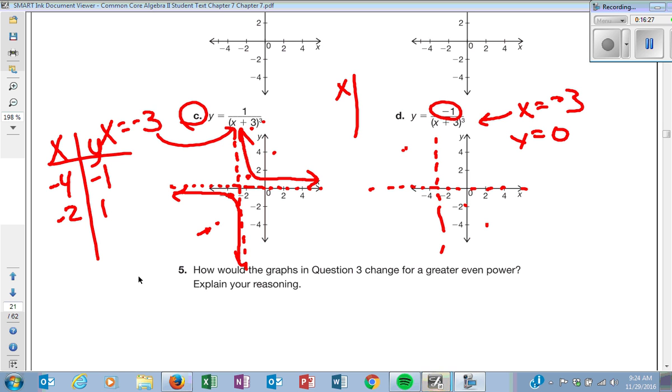Check that to make sure that's correct. Just quickly pop in numbers. -4. -4 plus 3 is -1. -1 cubed is -1. -1 over -1 is a +1, and it kicks out a positive like I thought it would. Now -2 plus 3 is +1. 1 cubed is 1. -1 over +1 is -1, and that's what I thought it would be, down in this region. So there's a quick sketch. That's all you need to do for sketches.